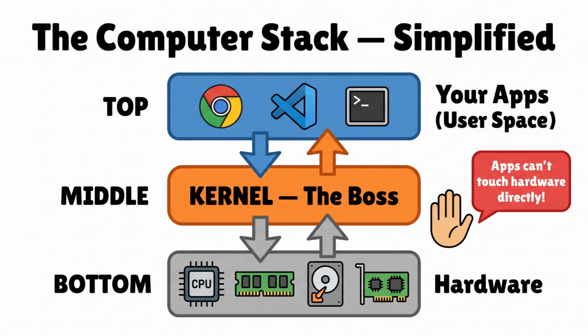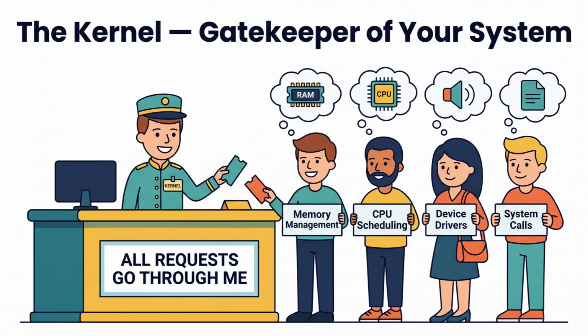At the bottom, you have physical hardware, your CPU, RAM, storage, network card. At the very top, you have your applications, Chrome, VS Code, games. But here's the thing. Those apps can't just talk to hardware directly. They'd break everything. So who sits in the middle? The operating system, specifically the kernel. So the kernel, it's basically the boss of your entire computer.